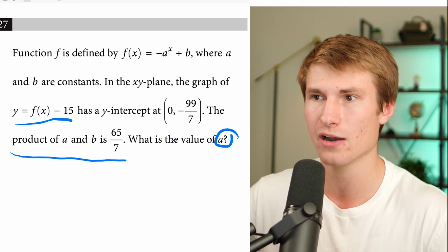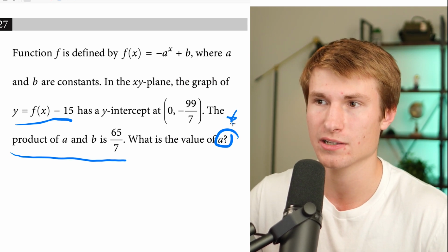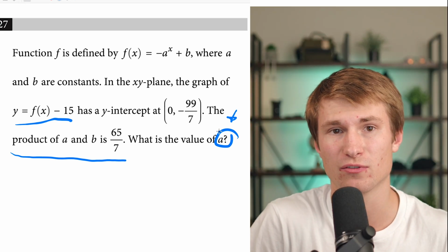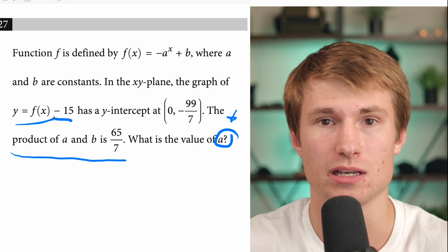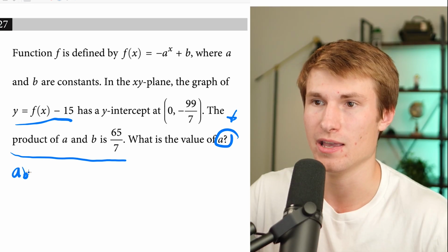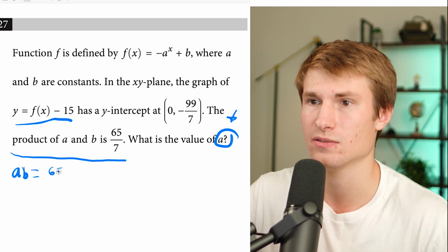So a couple things you need to look out for here. Number one, what are you asked to answer with? In this case, it's the value of a, so that's the only thing we should really focus on solving, unless there's something we need to solve before in order to get to the value of a. Next thing, we are given that the product of a and b is 65 over 7. So let's go ahead and write that. A times b is equal to 65 over 7.